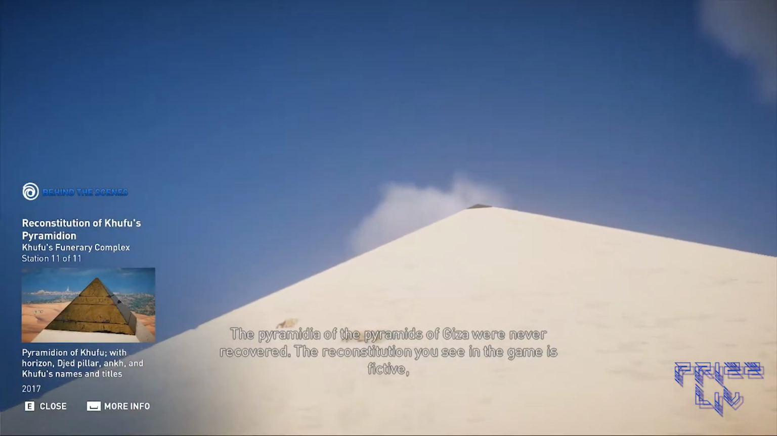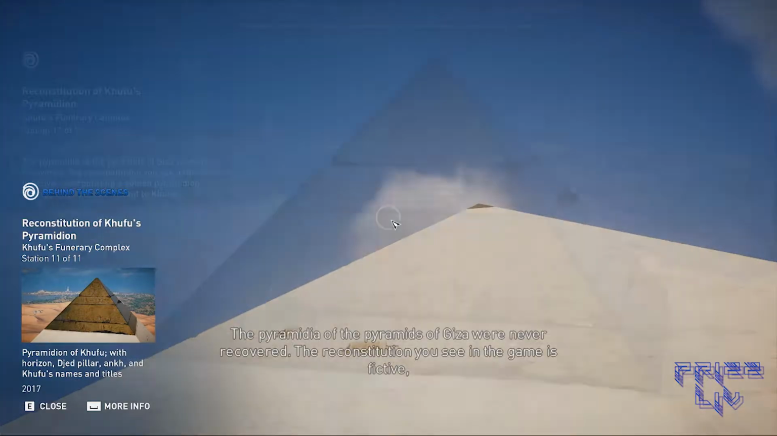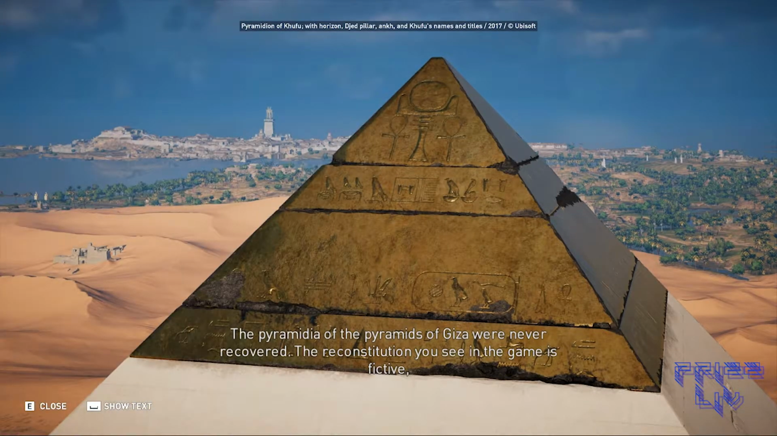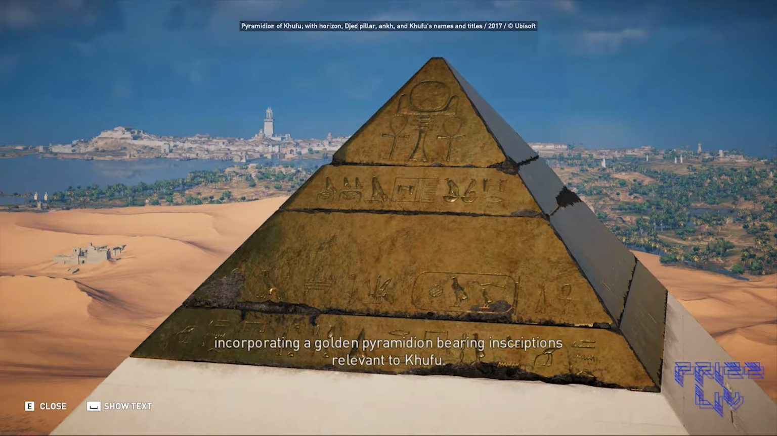The pyramidia of the pyramids of Giza were never recovered. The reconstitution you see in the game is fictive, incorporating a golden pyramidion bearing inscriptions relevant to Khufu.